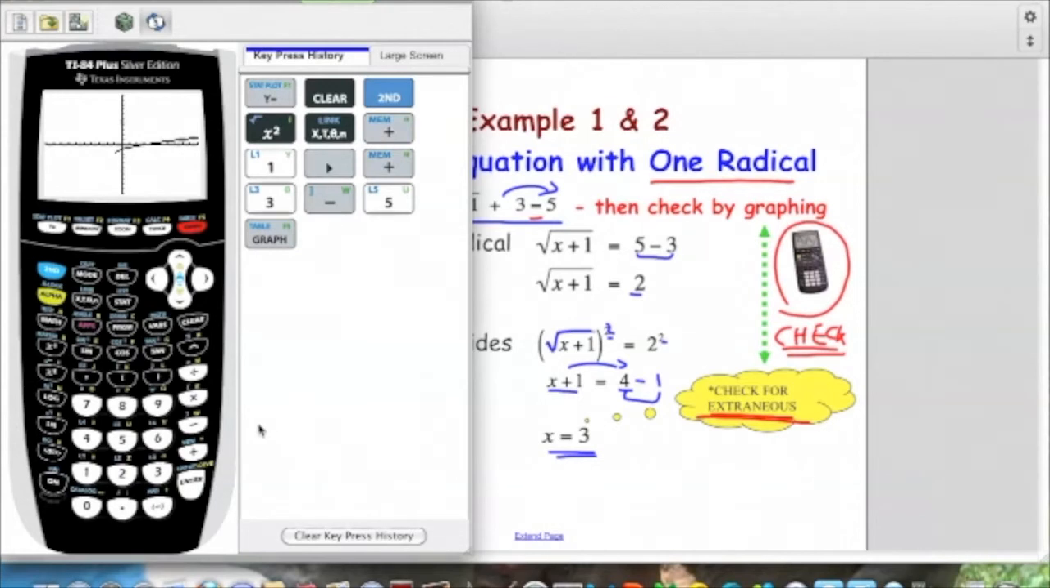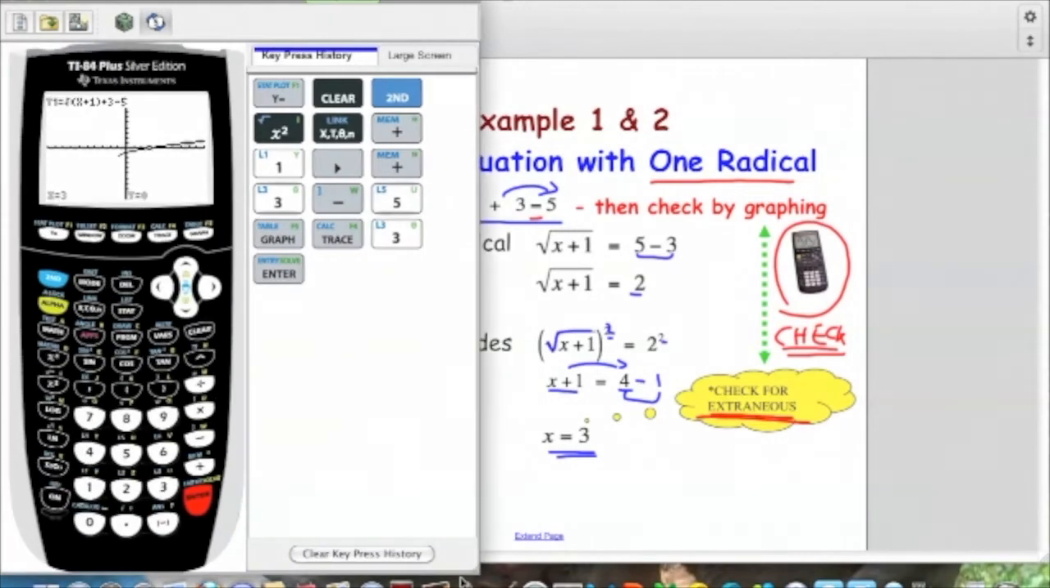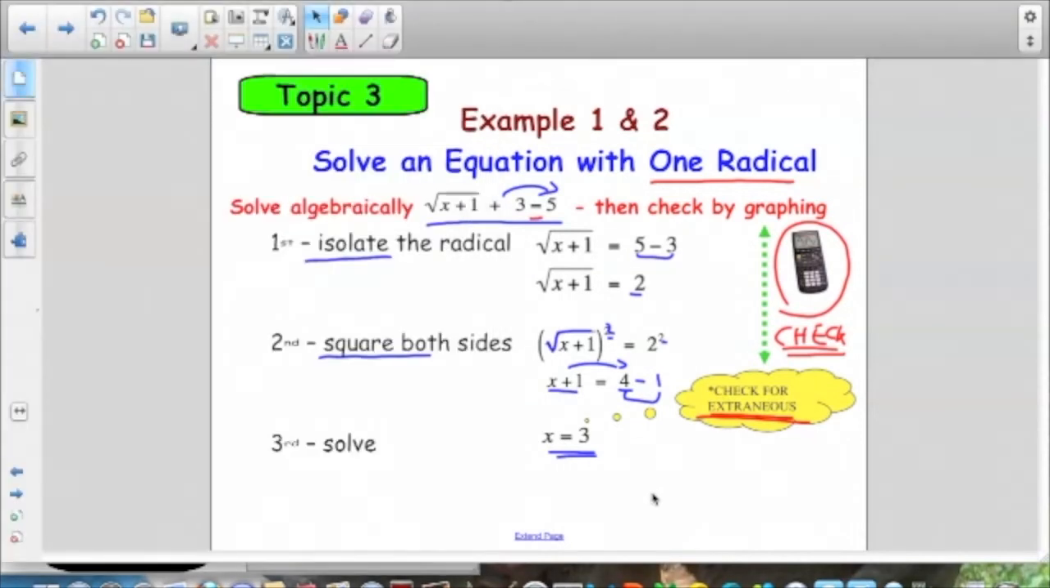So now I'm going to do a trace because a trace is to see if it is an answer. So you hit trace, type in 3, and go enter. Now if you get a 0 in the y equals, you have a solution because that's where the graph crosses the 0 line. So I say, hooray, I have an answer. My algebra was right, and I can move on.